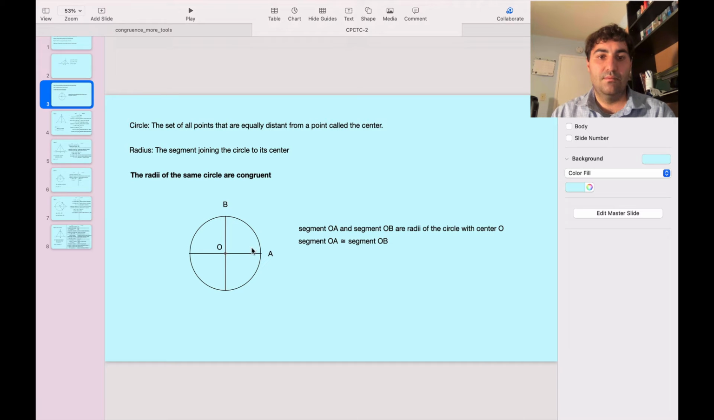And therefore these two things are going to be congruent, right? Segment OA is congruent to segment OB.